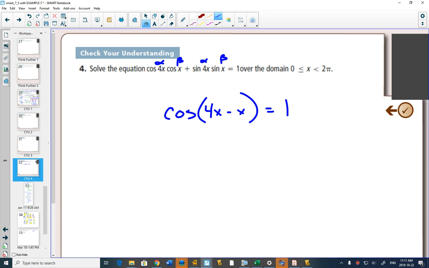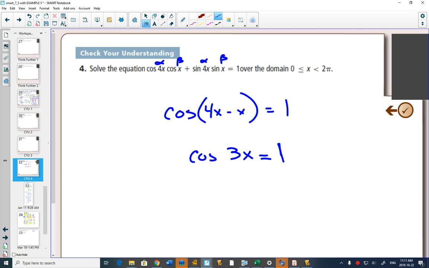And in these questions that you don't know what to do right away, well, you see something that you can do, which was the alpha and beta formula, you put it in. Then at each step you ask yourself, is there something I can do next? Well, 4x minus x is like terms. And I get cos of 3x equals 1.